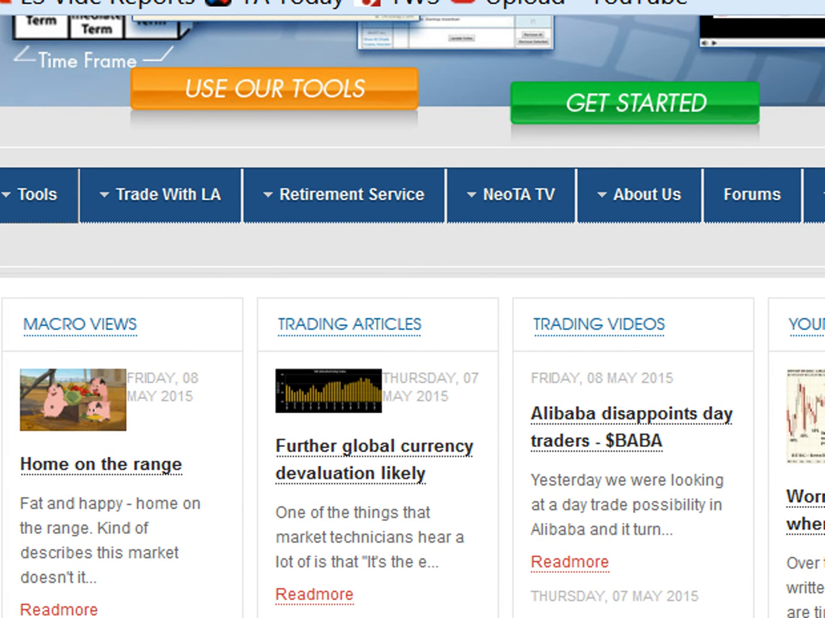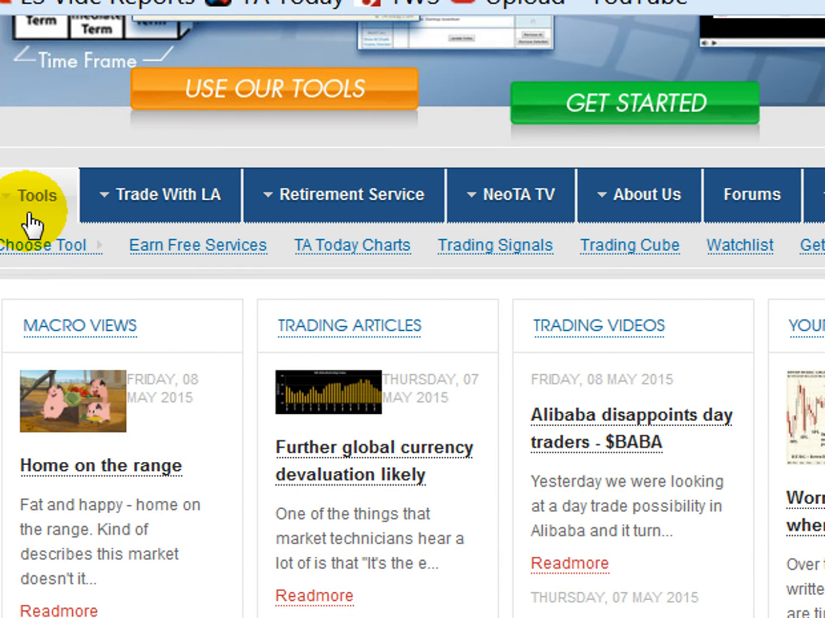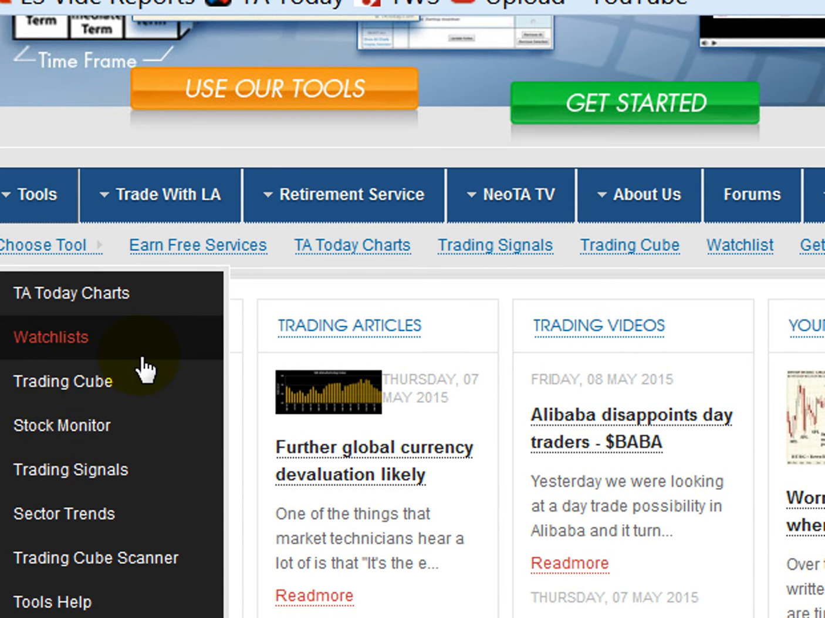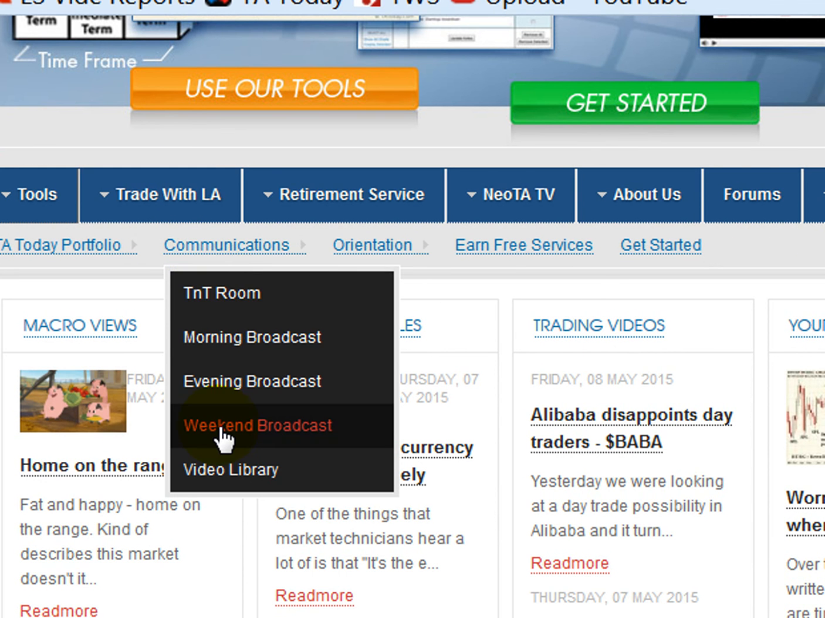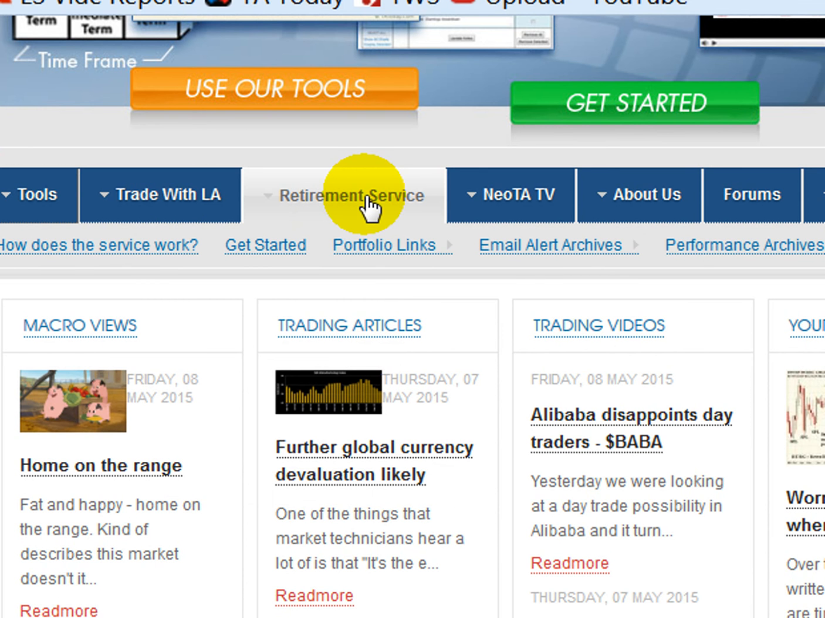And what I mean by logged in is you're a subscriber. There's three levels: there's a visitor, there's registration, which gives you a little bit more capability, and then there's a subscriber, where you actually pay a fee and you get access to most everything. In terms of those three things, the tools are the tools for you to trade with. The Trade with LA is a service, and the retirement service, of course, is a service too.